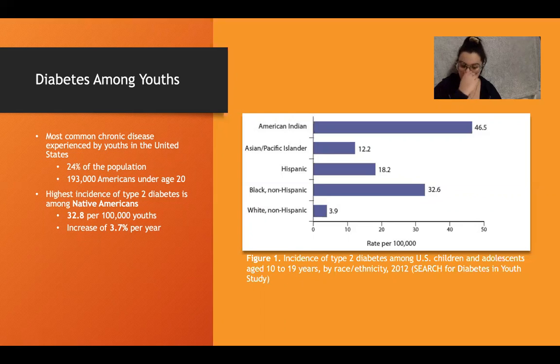As of 2015, Native Americans hold the highest incidence rate of type 2 diabetes at 32.8 per 100,000 adolescents. The annual percent increase for this rate is considered to be 3.7% per year, and this has actually triggered a disparity of diabetes-related kidney failure among Native Americans that is actually highest of any race.